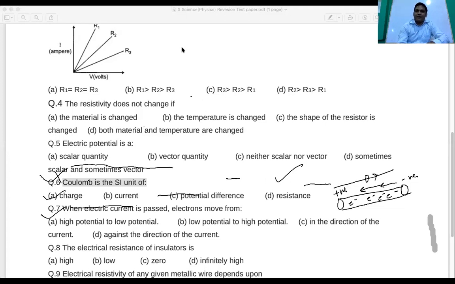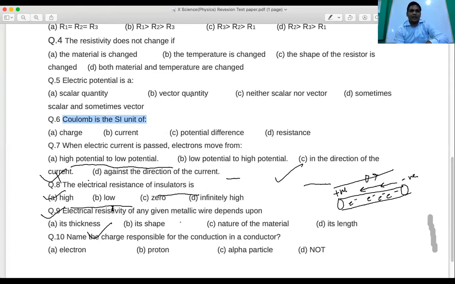Okay, so I was telling that current always flows from higher to lower potential. But if there is a positive charge, it will move from positive to negative, and if it is a negative charge, it will move from negative to positive. The correct answer will be against the direction of current. Coming to the next question. Let me erase these things.